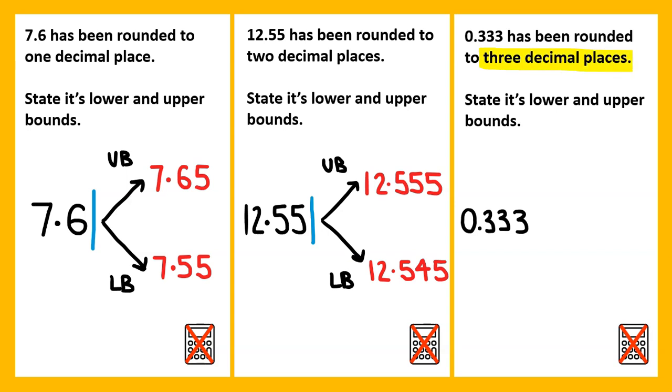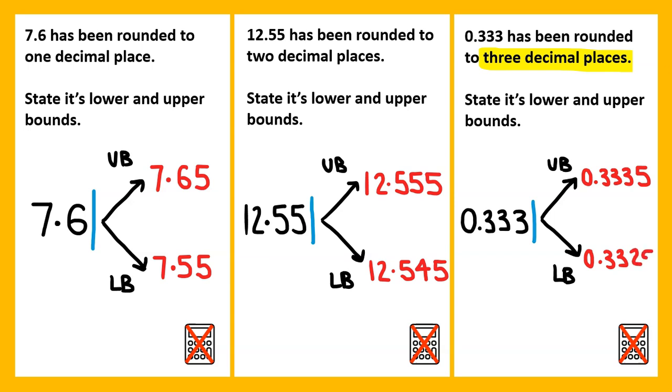0.333 has been rounded to 3 decimal places. The rounding line, when rounding to decimal places, will always go at the end, in this case after the third decimal place, and the upper bound will be 0.3335, and the lower bound will be 0.33 and then 25.